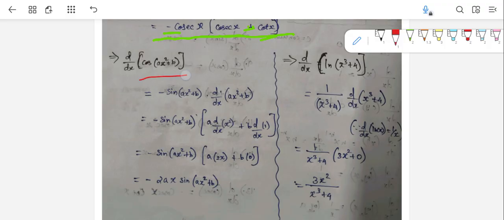For cos x, just consider this whole term as one single term. Don't see it as ax square plus b, nothing. It is just a single term, and you have cos of that single term. Keep cos theta, or just assume cos x. How will you differentiate cos x? It's nothing but minus sin x, right? So write it first: minus sin of that same term.